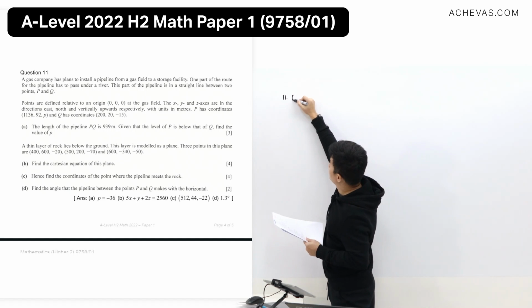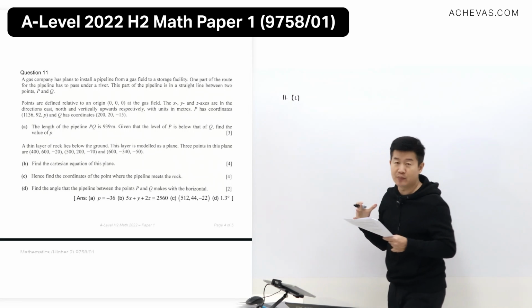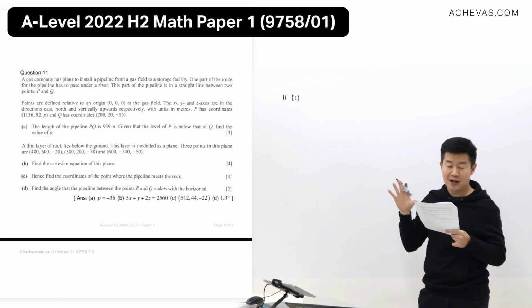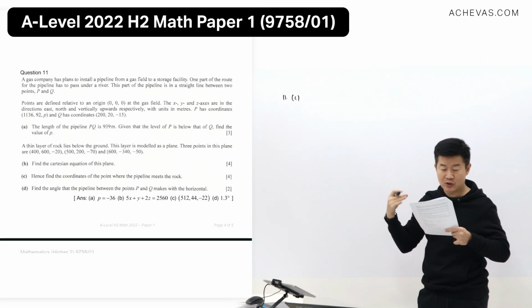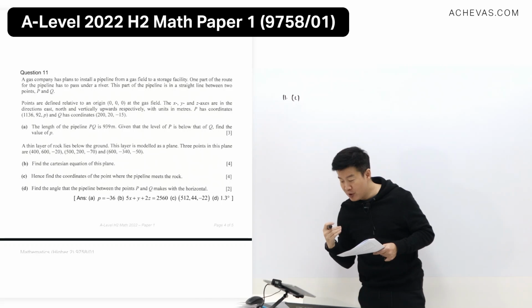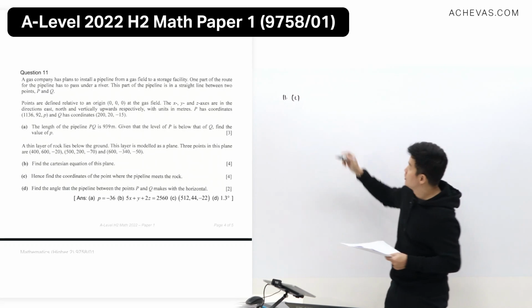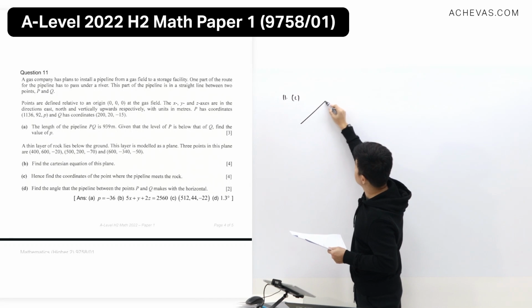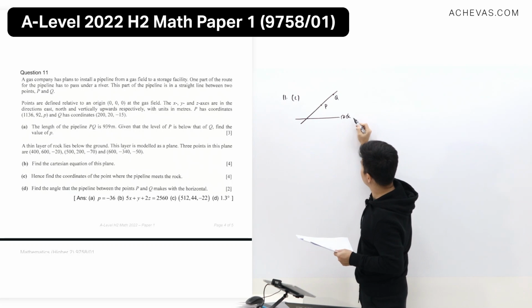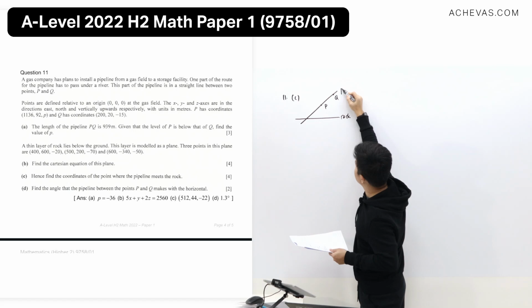For part C, we are looking at the intersection between the straight line part of the pipe and the rock layer. We are trying to find the coordinates of the intersection, or the point where the pipe meets the rock. So the situation is something like this. It is this pipe that passes through the points P and Q, and the rock surface. Let me just write it as rock, and this is the pipeline.